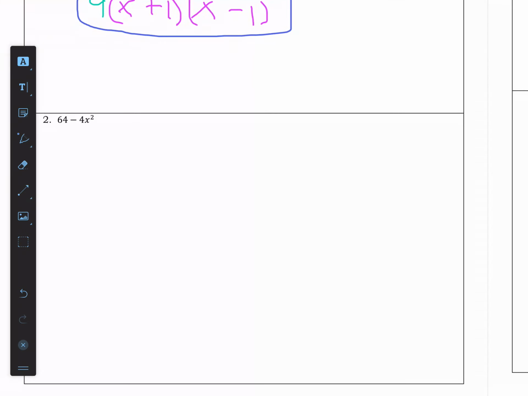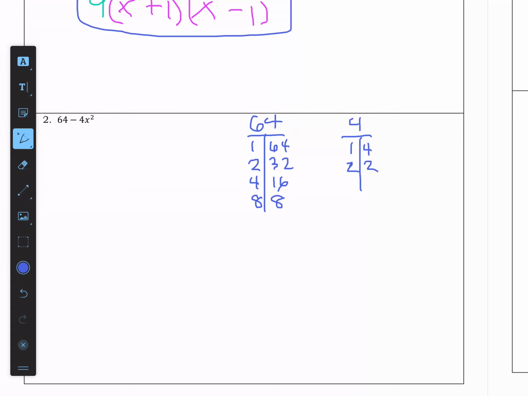So for number 2, we're going to start off the same way with checking for the greatest common factor. So we've got 64 minus 4x squared. So let's list our factors of 64. So our factors of 64 are 1 and 64, 2 and 32, 4 and 16, 8 and 8. Okay? And our factors of 4 are 1 and 4, and 2 and 2.